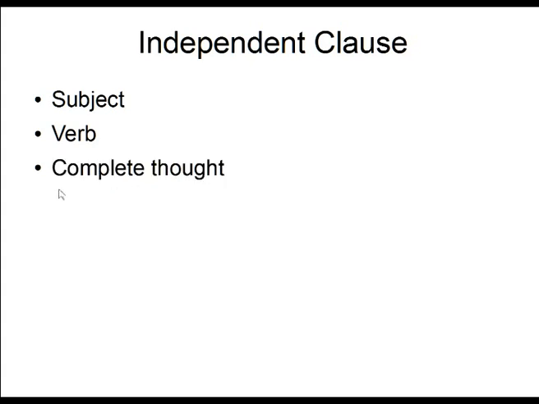Now I'm going to tell you about the two main types of clauses. The first is the independent clause. Independent clauses have subjects and verbs just like other types of clauses. Independent clauses also make a complete thought. That means they can be by themselves and make sense, just like we talked about before. So I play is an independent clause. It has the subject I and the verb play, and it makes a complete thought.